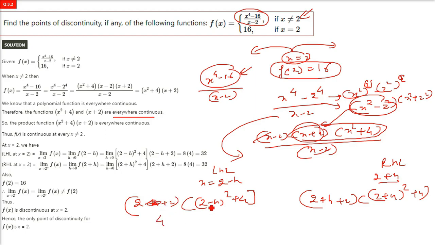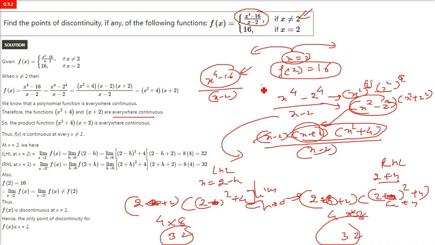Now, either you open it and put h equals 0, or you can put h equals 0 directly here only. So what do you get? 2 and 2 are 4. This is 2^2 + 4, that is 8. 8 times 4 is 32, limit h tends to 0. Here also we have 2 and 2, so 4, and then you have h as 0, so 4 + 4, that is 8. So 32 on both the sides. That is fine. But the thing is that LHL, RHL, when we talk about the value of the function at x equals 2, it is 16, not 32.